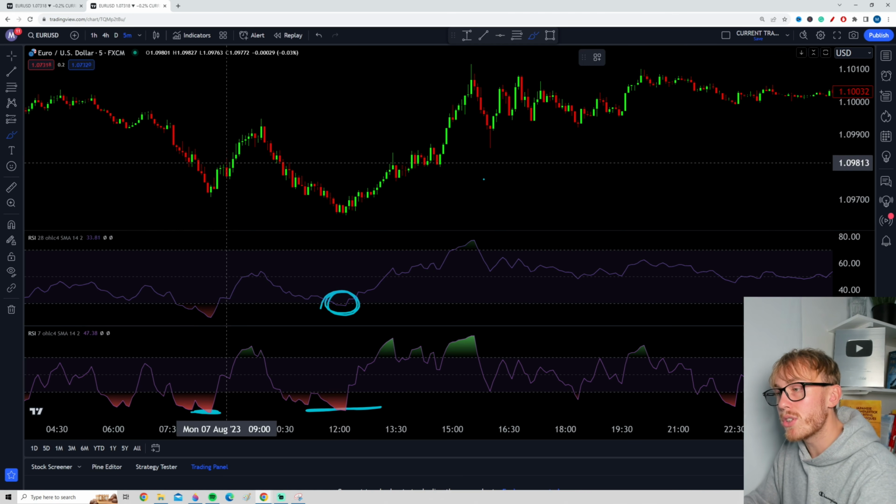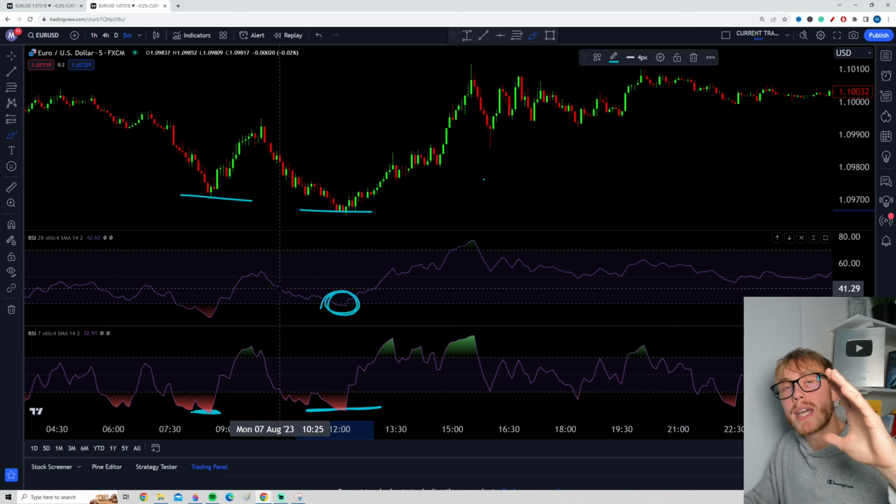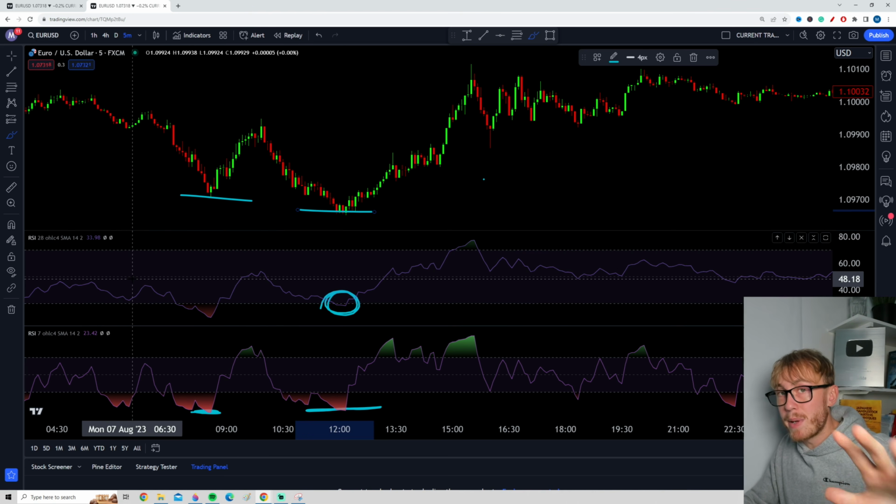So if you are looking for swings that are longer term, it can be a very useful tool to adjust your RSI indicator based on that.